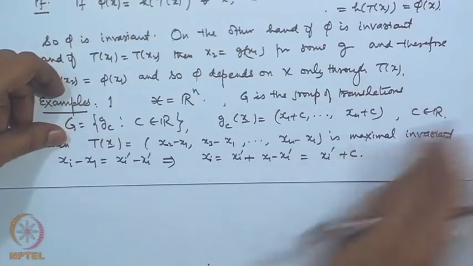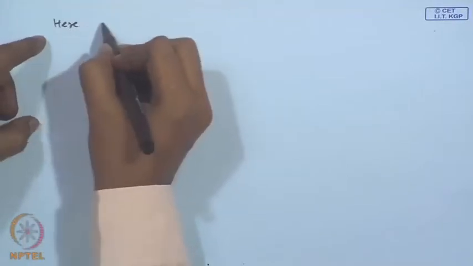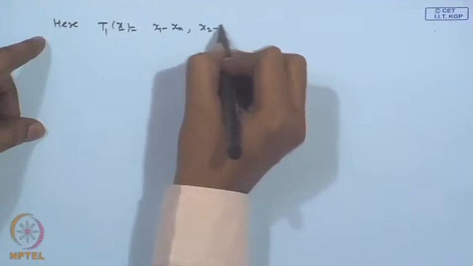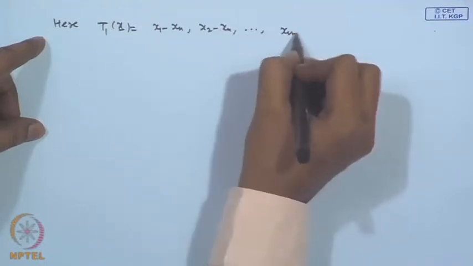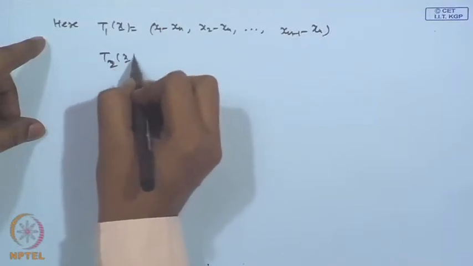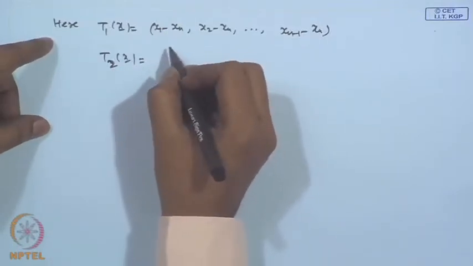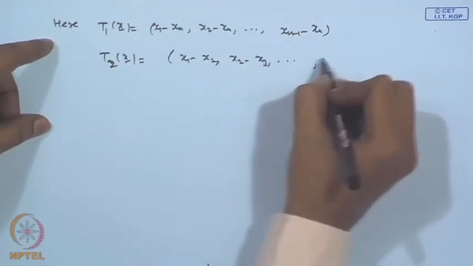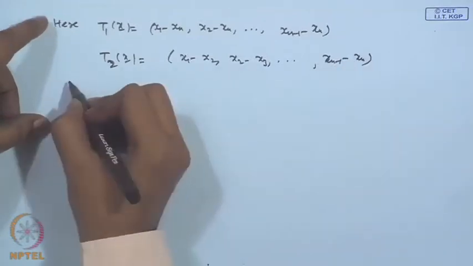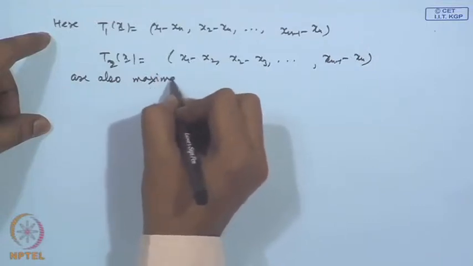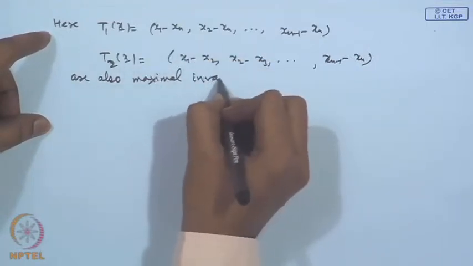Of course, in this problem, if I write say T_1(x) = (x_1 - x_n, x_2 - x_n, ..., x_n - x_n), or if I consider say T_2(x) = (x_1 - x_2, x_2 - x_3, ..., x_{n-1} - x_n), these are also maximal invariants in this problem. They are one-to-one functions of each other.